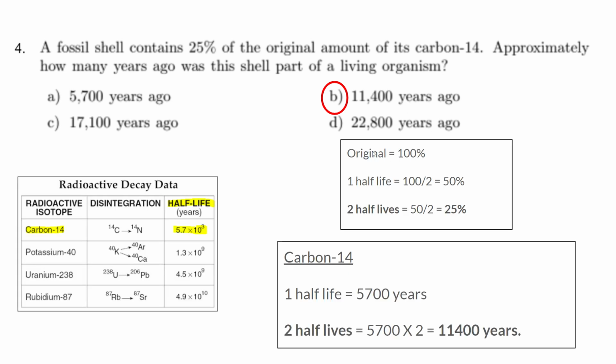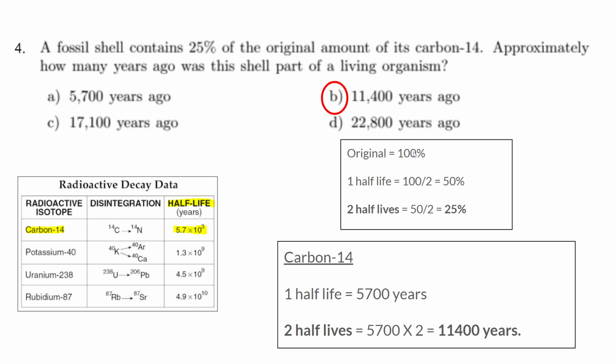So I know originally the sample must have had 100% carbon 14. So to figure out how many half-lives it needs to go through to become 25% carbon 14, I just did what I did in the previous question. So this is how I did it. Original is 100% of carbon 14. After one half-life, I should have half of that, so 100 divided by 2, which is 50%. So after two half lives, I should have half of 50%, so 50 divided by 2 is 25%.